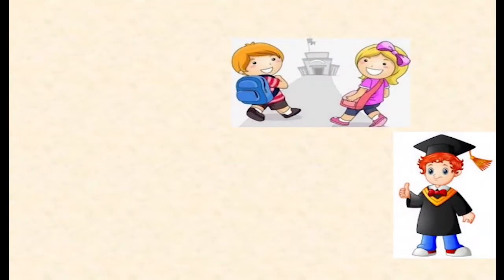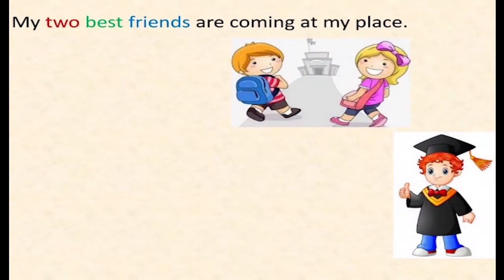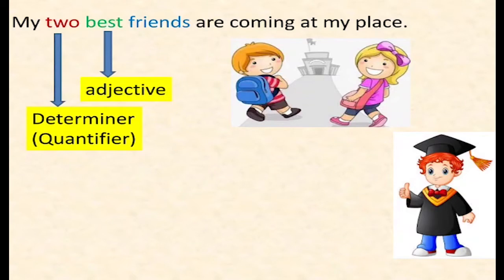Let's look at some examples to make this point clear. My two best friends are coming at my place. Now here best is the adjective which describes the friends, and two is the determiner which is a quantifier, which introduces the noun friends. How many friends? Two friends. So, not only the adjective but we also have a determiner in this sentence.